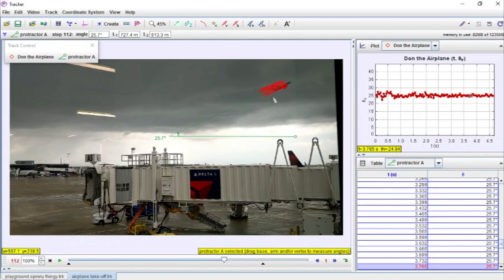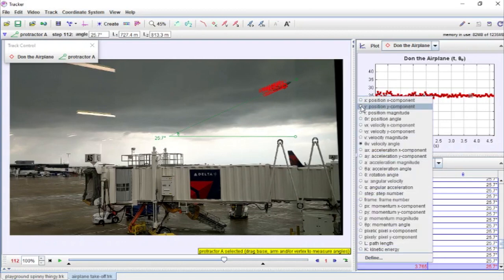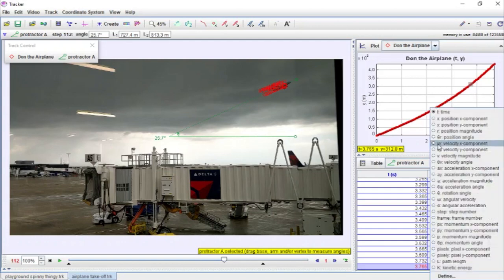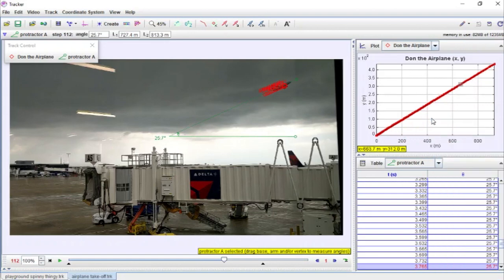Now, one other neat thing I can do with Don the airplane here is I can change both these axes. There's no reason you have to have time on the horizontal axis, except that we usually consider time to be the independent variable, but I can make this horizontal axis anything I want. So for example, I can make this the x position. I can make this the x component. So here I've got the y component versus the x component. I've taken time out of the picture entirely. Basically, time is just indicated by the progression of the dots here.